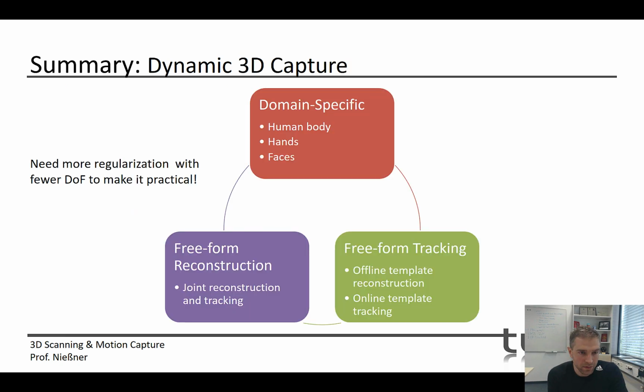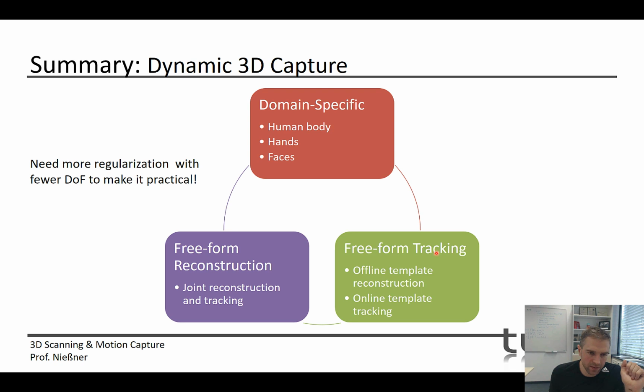Okay, so I want to quickly give a high-level view again of this area here. So when we're talking about dynamic 3D capture, we kind of have three types of dynamic captures, right? We have free-form tracking.